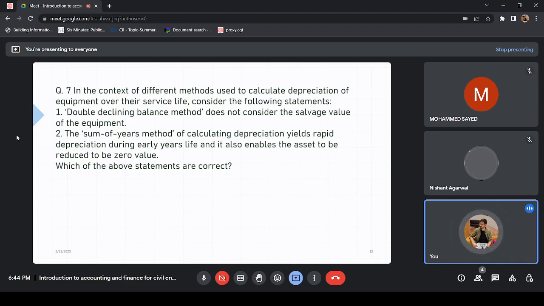We would be reducing it by some factor. It would go on decreasing to a very small value, but there would still be some book value at the end of its service life, and it may or may not be equal to its salvage value. We will see it in one numerical. So yes, the first part is true, as we saw in the numerical, and the second part is also true. So both these statements are true.